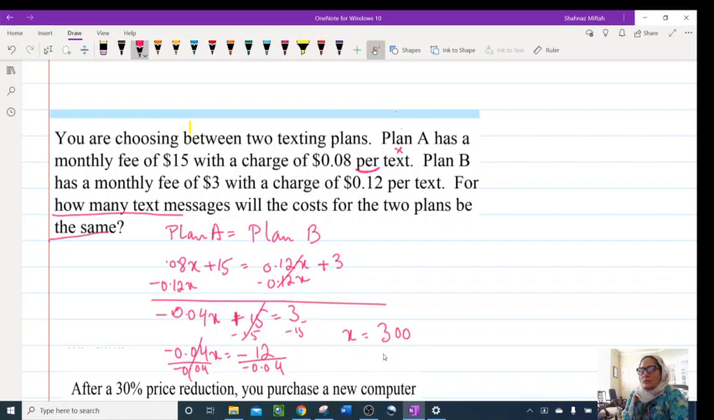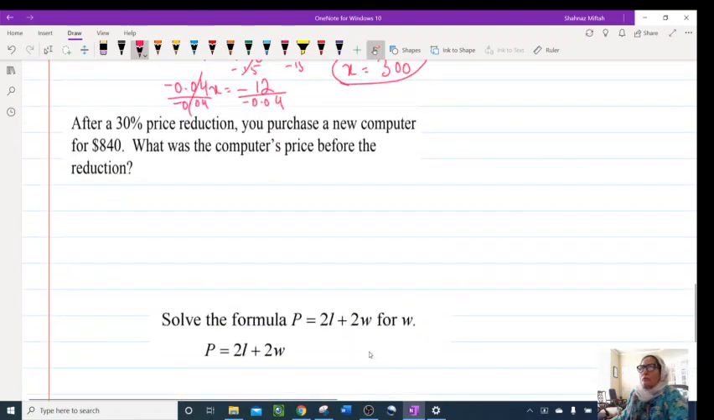So the text messages, the 300 text messages will cost the two plans exactly the same cost. Okay, so that's what it is. Okay, let's do one more right there.